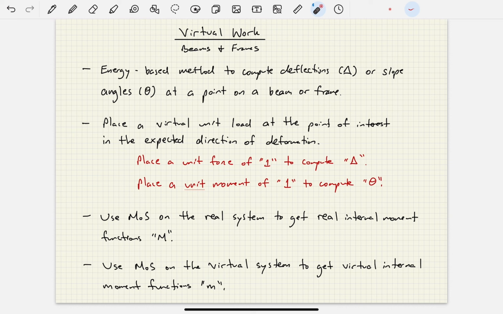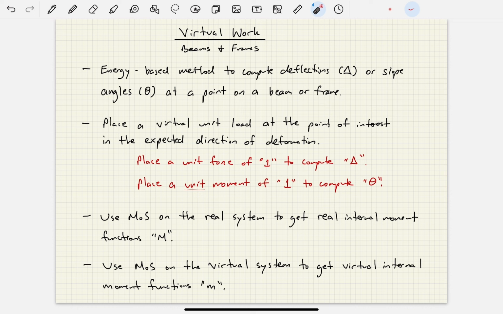Now we're going to find that the virtual work process for beams and frames is going to be a bit similar to what we saw when we learned about virtual work with trusses in one of our other videos. So you can always go back and look at what we did there and compare the two, because they are the same type of method, just a different structural system now, okay?